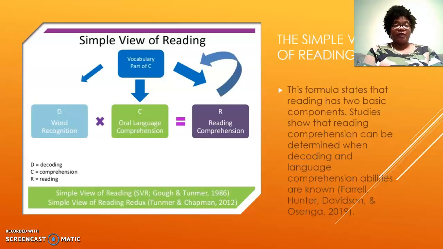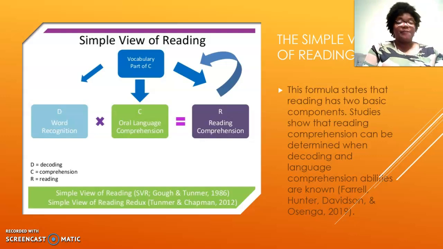The simple view of reading. This is a formula that was derived by Gough and Tunmer. It simply says that there are two basic components to reading, one being decoding and the other being language comprehension. Decoding is basically explicit word recognition. A student is able to look at a word and say the word and know what the word is. And language comprehension basically means being able to look at a word and derive the meaning from the word.